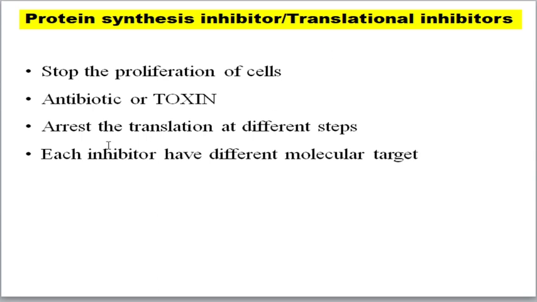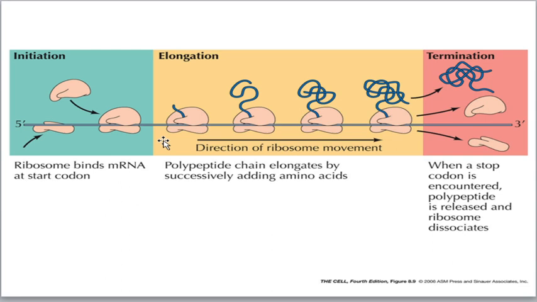Next, these translation inhibitors may arrest the translation at different steps. You all know translation consists of three steps. Initiation, where your ribosome will bind to an mRNA at the start codon. Next is elongation. During the process of elongation, your peptide chain will elongate by adding amino acids. And the last stage is termination, a process where once the stop codon has been encountered, all the subunits will be dismantled. So a translation inhibitor might affect the process by stopping the initiation, elongation or termination.